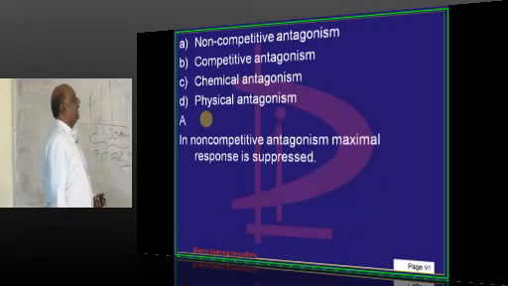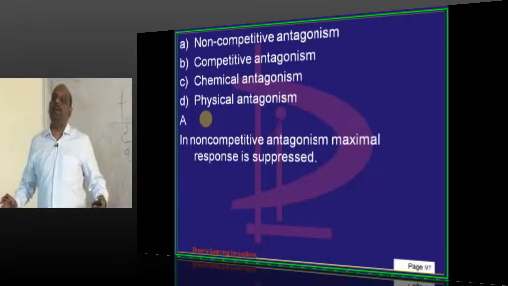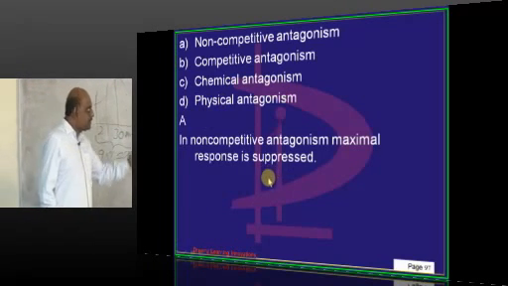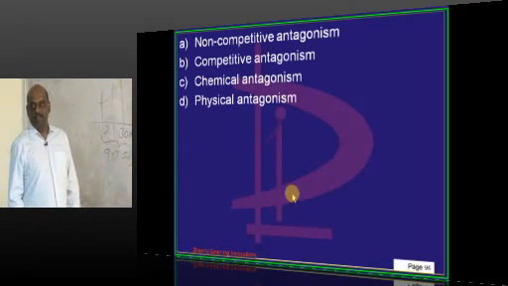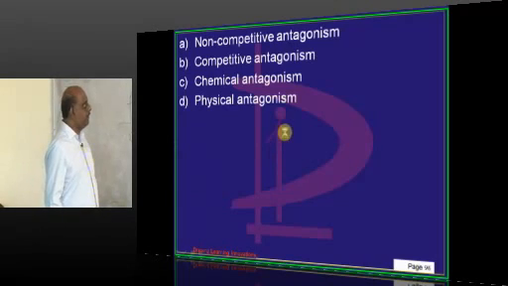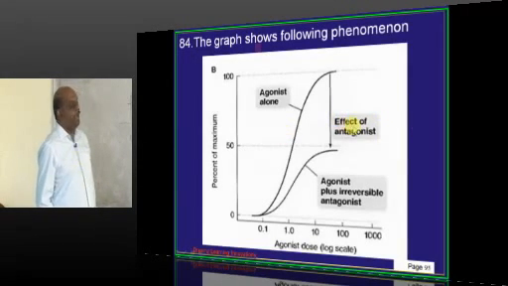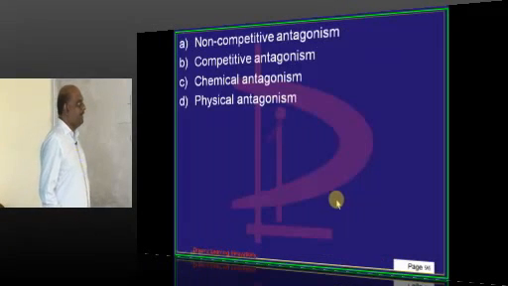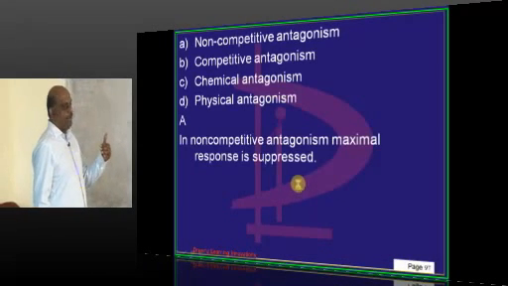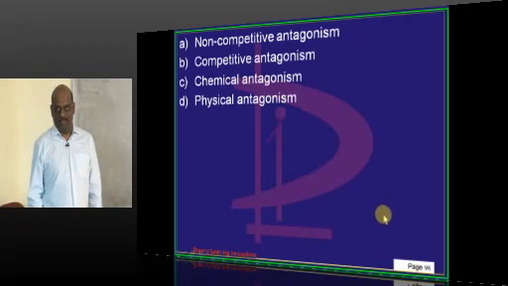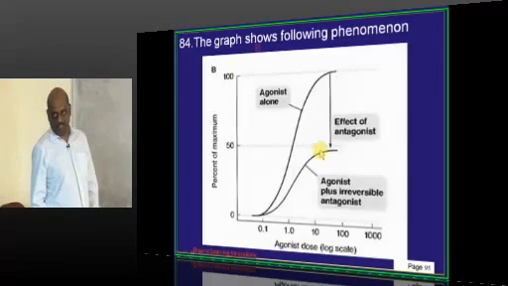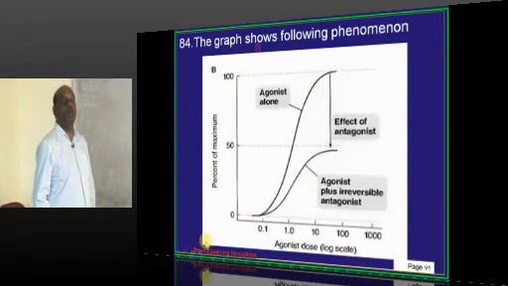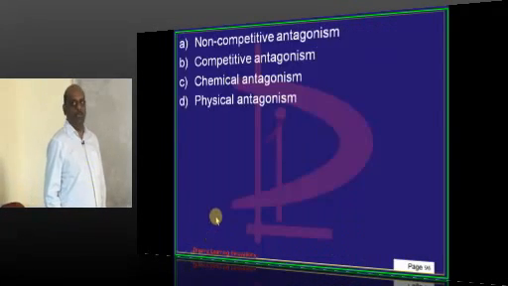So, typically, it is a non-competitive antagonism where the maximal response becomes suppressed. Competitive versus non-competitive, if you compare, the effect of a non-competitive inhibitor compared to that of a competitive inhibitor is that it mainly affects the efficacy, not the potency. So, that is a point of interest for you to recognize. That is a non-competitive inhibitor.